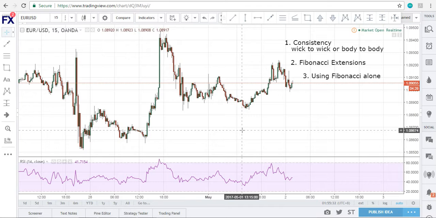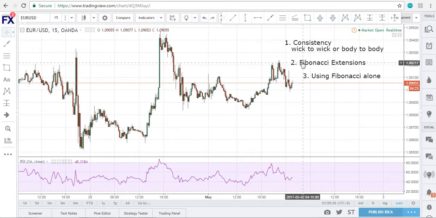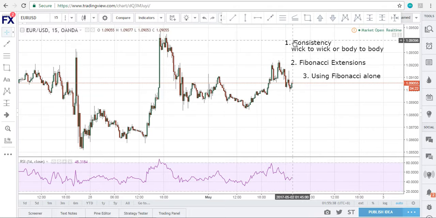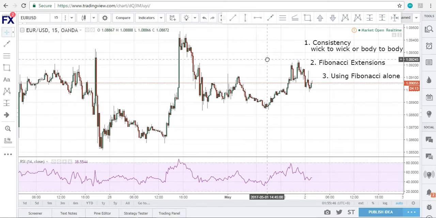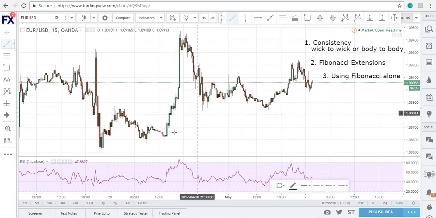So we'll be doing some learning and some analysis at the same time. To kick things off, the first mistake that some traders make is consistency, and what this means is that they make the mistake of being inconsistent with picking their swing lows to highs or highs to lows. Before I show you the wrong way, I'm just going to show you the right way of how we do it. Let's have a look at this swing right here.